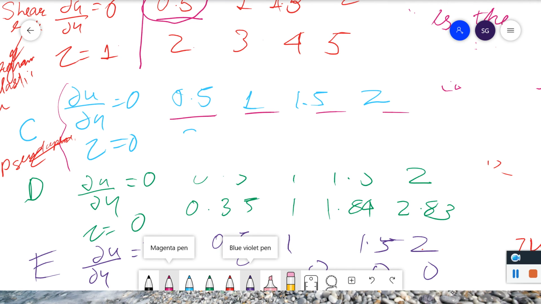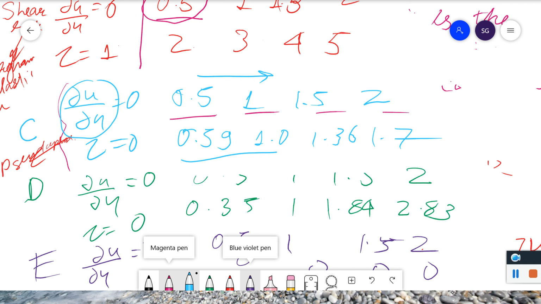The values are 0.59, 1.0, 1.36 and 1.7. So here you can see that as the shear stress, that is the velocity gradient, is increasing, it is also increasing. But here you can see that it is not following any linear pattern. It is following as a function. So since for fluid C the shear stress decreases with the increase in shear rate, this can be classified as pseudoplastic.